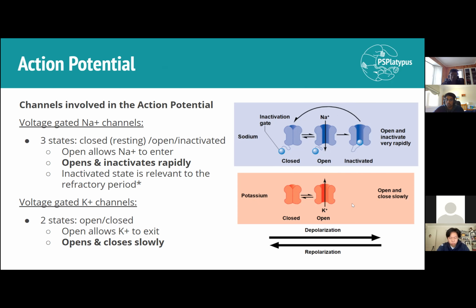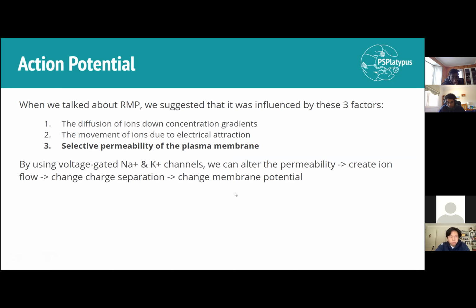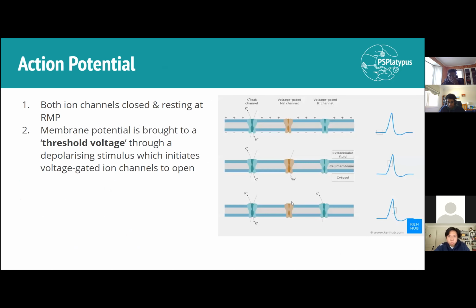The other one is the voltage-gated potassium channel. This just has two states, open or closed. Open allows potassium to exit, and it opens and closes slowly, which is important. This one is rapid, that one is slow. By using these channels, we alter their permeability, we create ion flow, and we change the membrane potential because we're changing the separation of charges across the membrane.